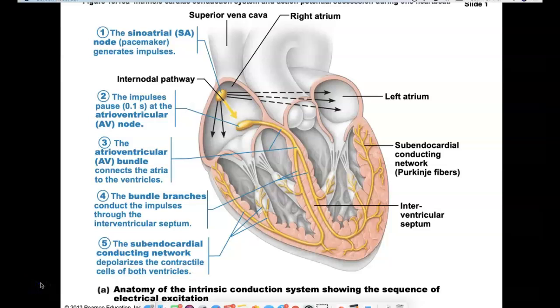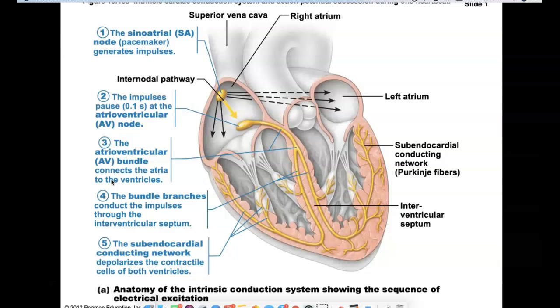It should be noted that the impulse is delayed for about 0.1 second, allowing the atria to respond and complete their contraction before the ventricles contract. Because of this delay, the AV node conducts impulses more slowly than other parts of the system. Next, let's move over to the atrioventricular bundle. From the AV node, the impulse sweeps to the atrioventricular bundle, also known as the bundle of His, in the superior part of the interventricular septum.